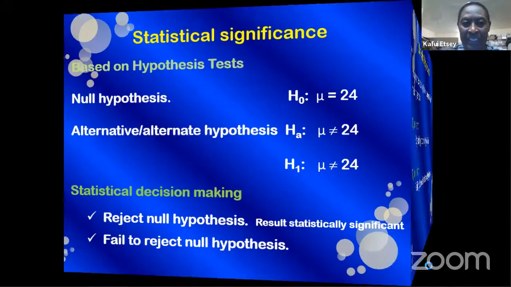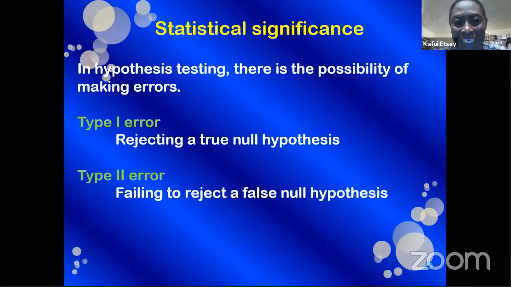Now, when we take these decisions, because we are dealing with probability, there is always the possibility of making errors. And in statistical hypothesis testing, two types of errors have been identified. We have a type 1 error, where you reject a true null hypothesis. We also have a type 2 error, where you fail to reject a false null hypothesis. So these two errors are always associated with hypothesis testing.